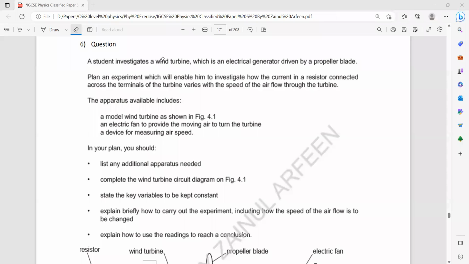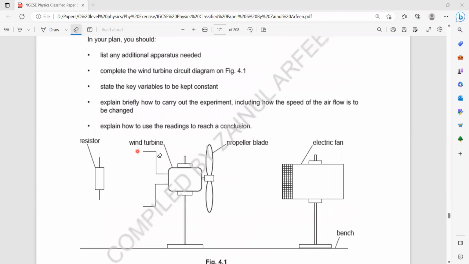In this experiment, a student is investigating a wind turbine, which is an electrical generator driven by a propeller blade. So this is a wind turbine. What will happen when we switch on the fan? When we switch on the fan, the air will flow.